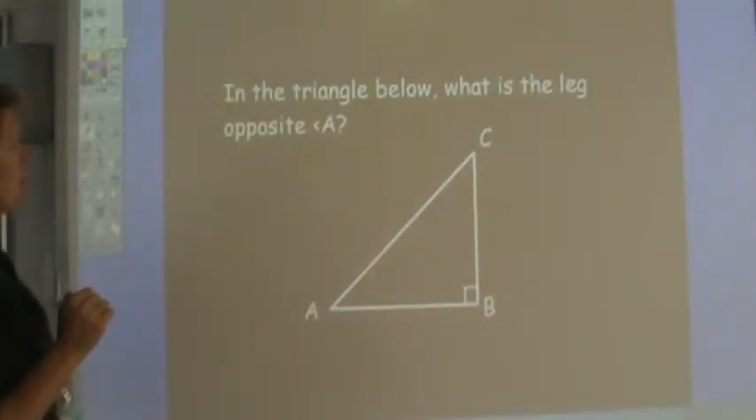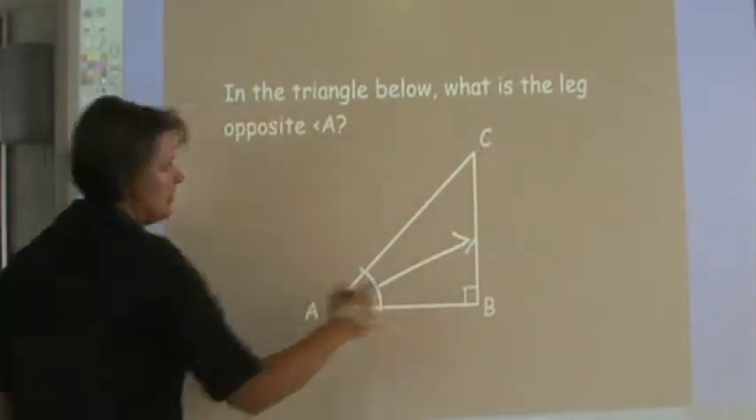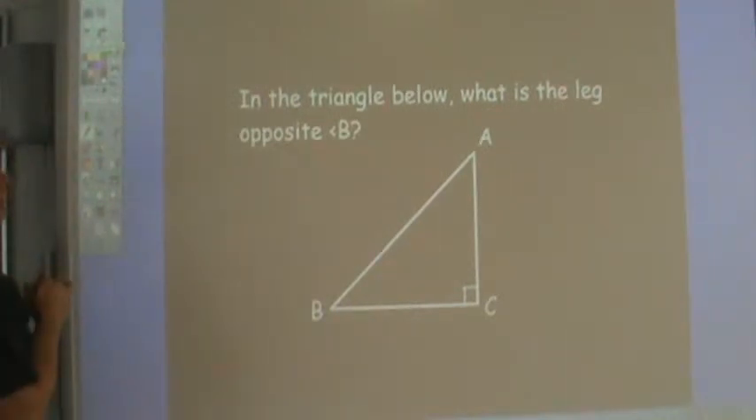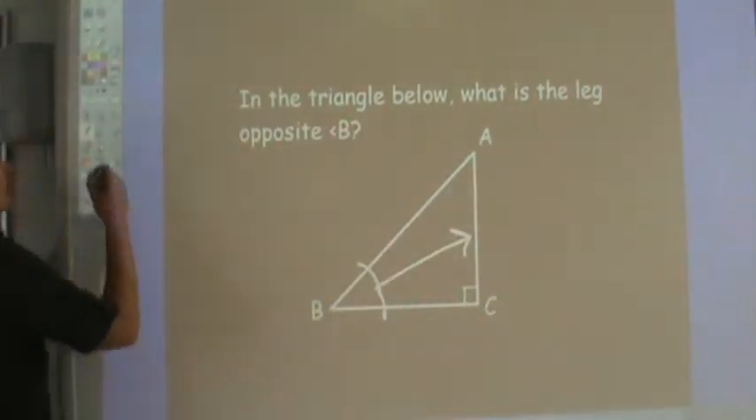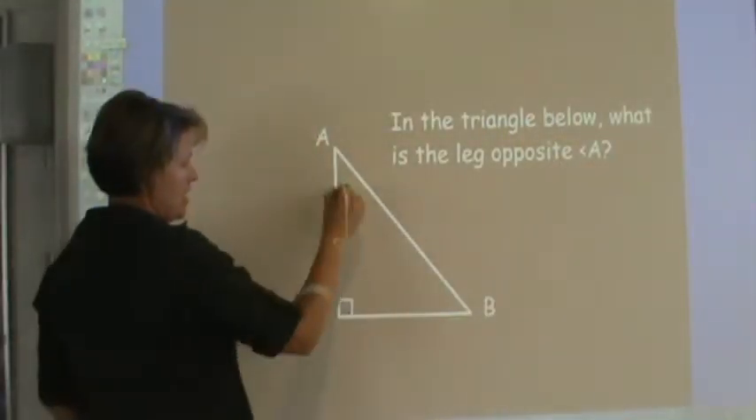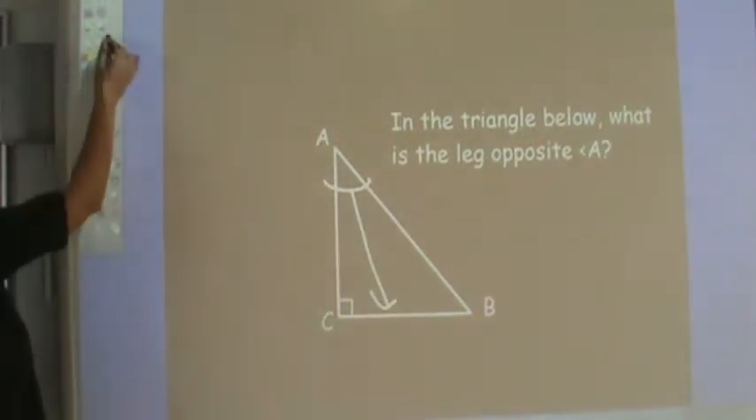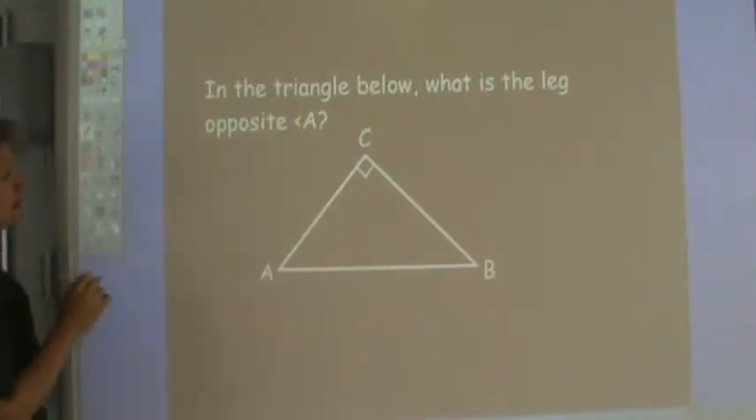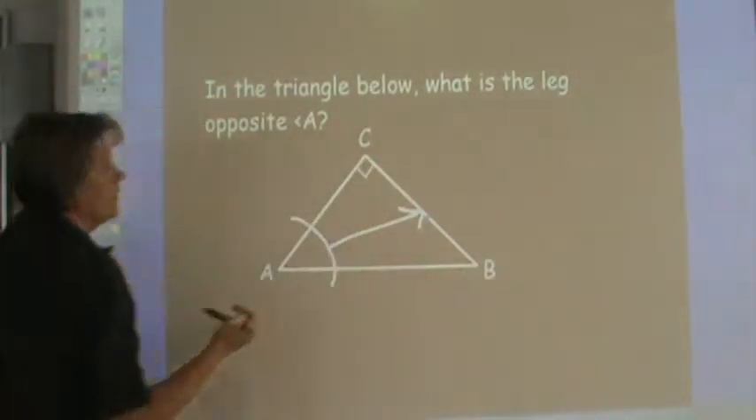So in the triangle below, what is the leg opposite angle A? So from here, that would be BC. Opposite angle B, it's going to be right there, it's AC. The leg opposite angle A is right here, so opposite would be BC, the one farthest away from it. Opposite angle A, the one farthest away is way over here. That's BC.